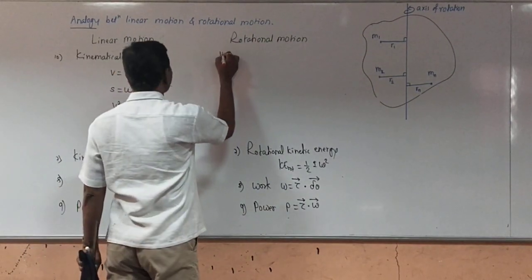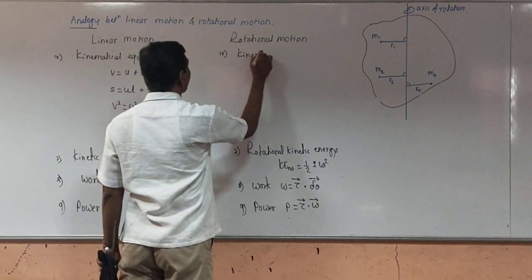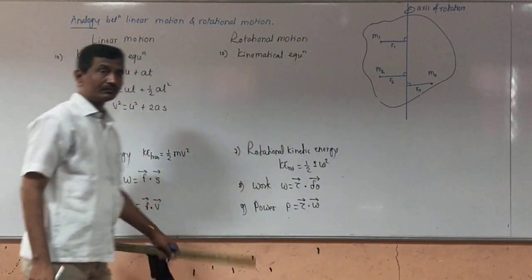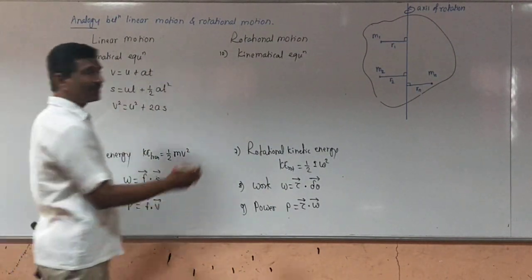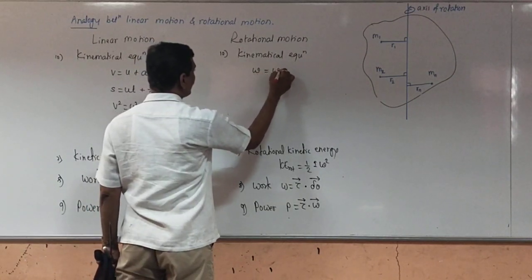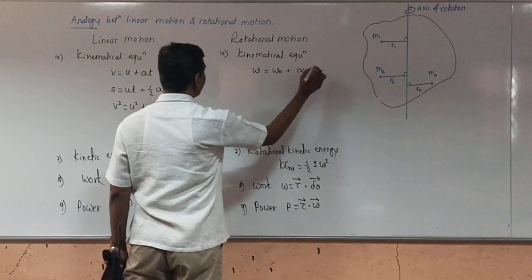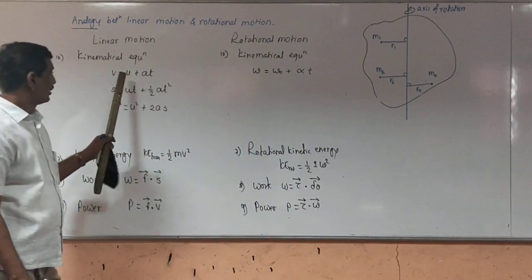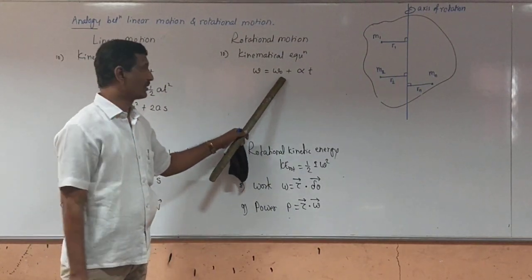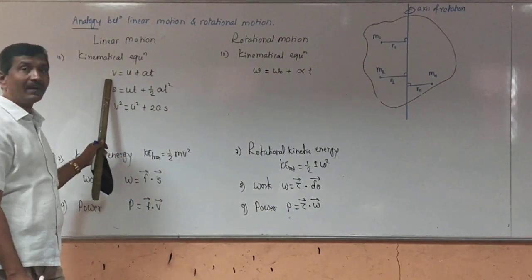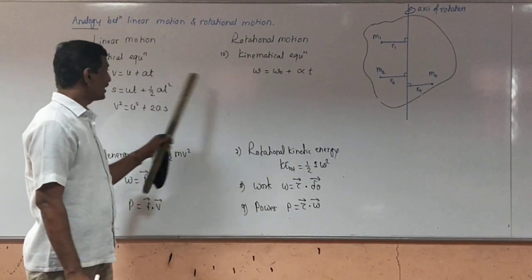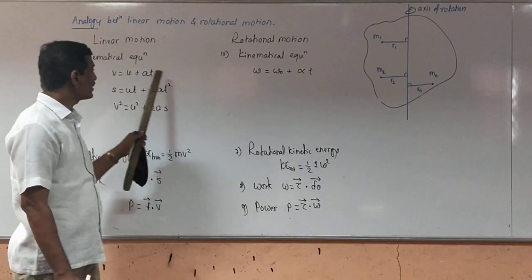Similarly, what are the kinematical equations in case of a rotational motion? So use the analogy. V is equal to U plus AT. The analogous kinematical equation is omega is equal to omega 0 plus alpha into t. Here u is the initial velocity, here omega 0 is the initial angular velocity. V is the final velocity, omega is the final angular velocity, and alpha, that is angular acceleration, is analogous to the linear acceleration.